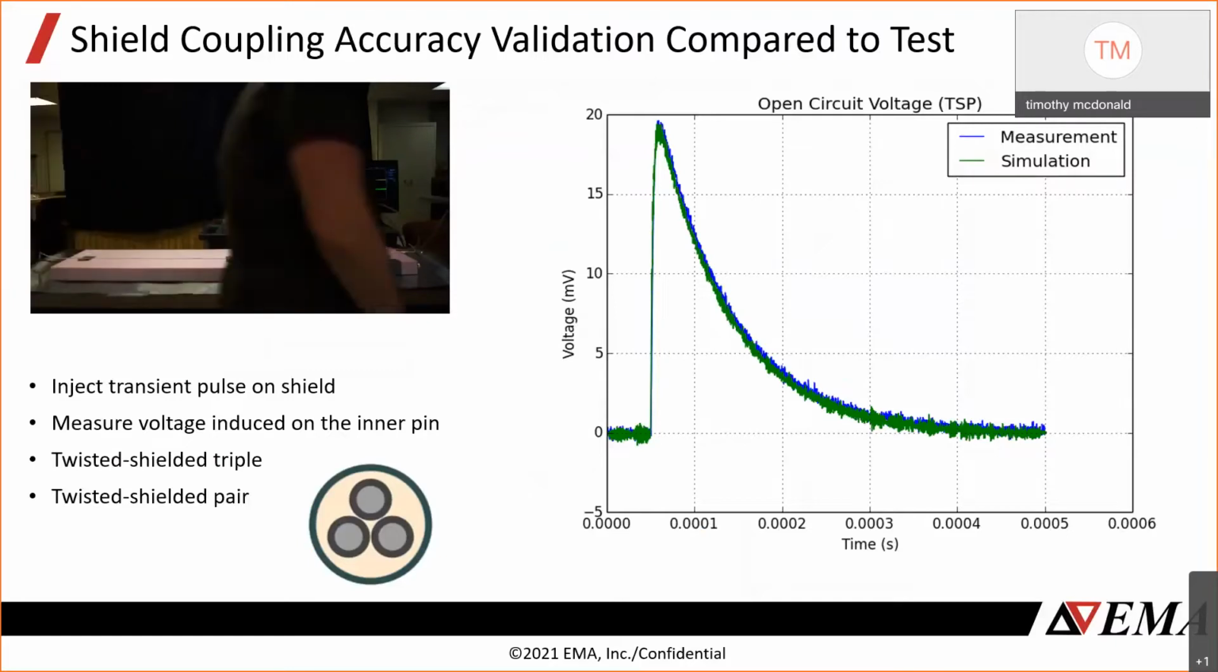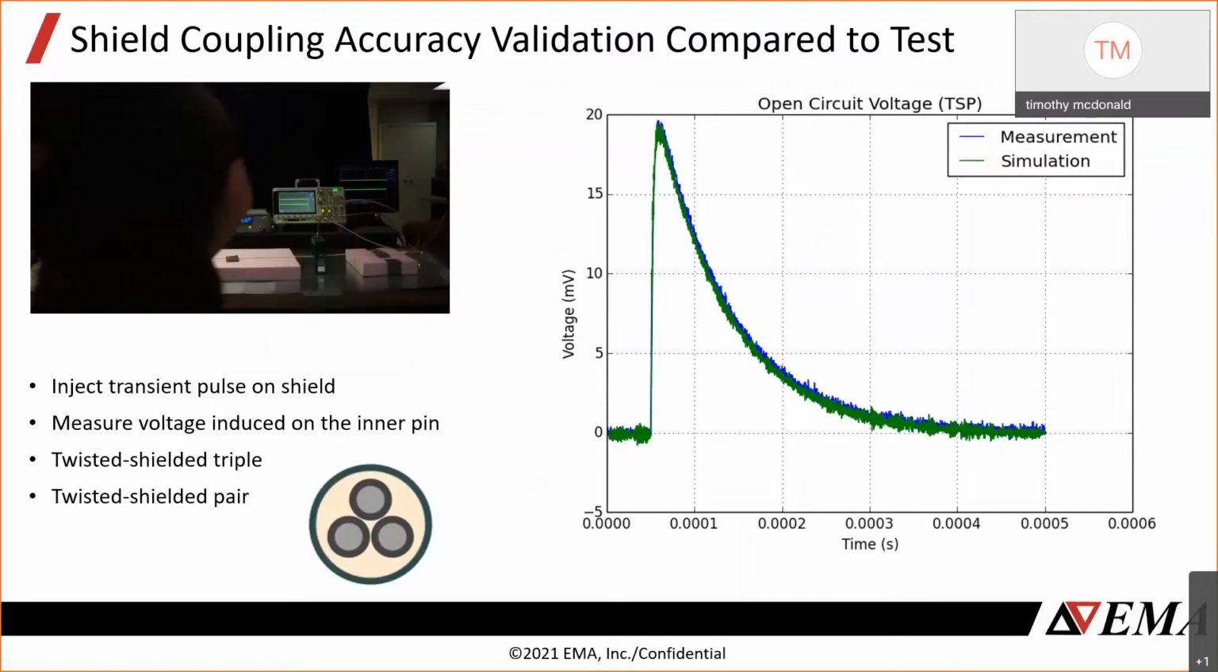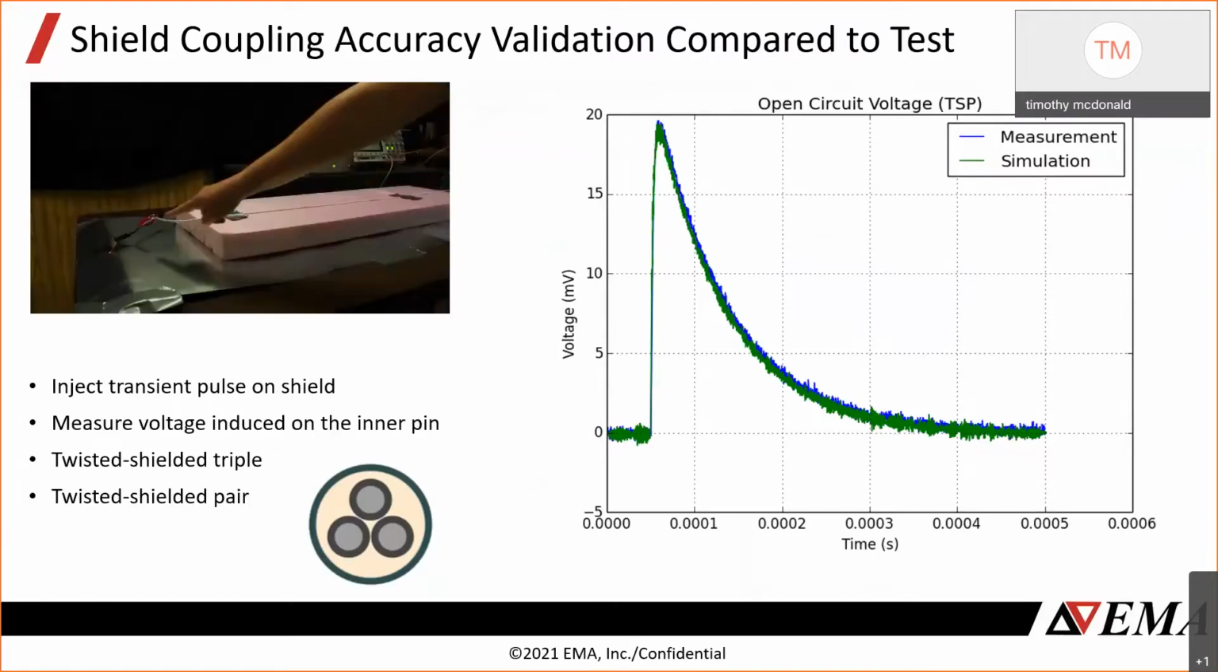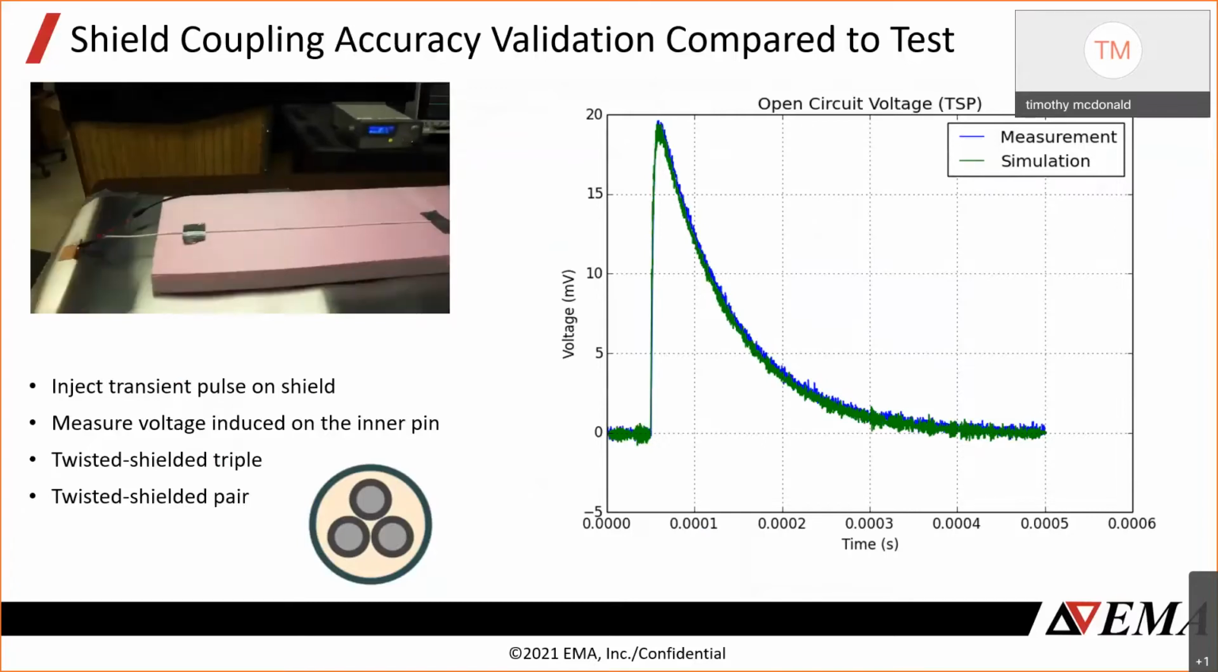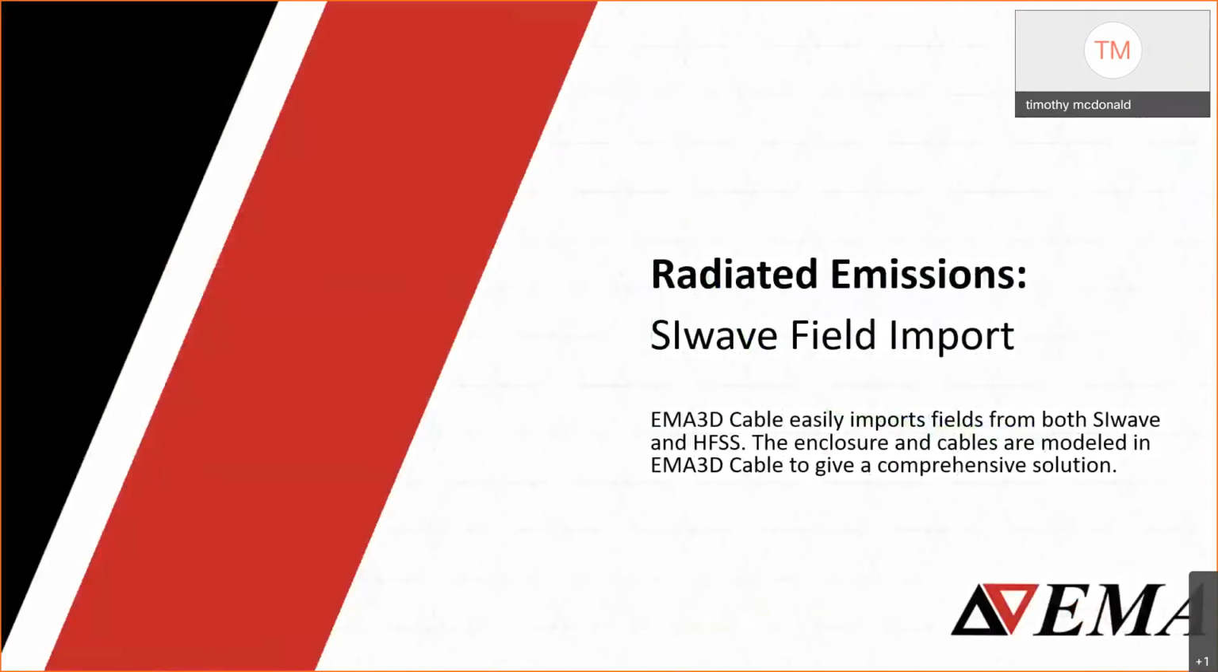We've got a signal generator creating a time domain pulse that flows along the shield of the cable, and it induces a voltage on the inner pin of the cable. We're showing for the pair and the triple cable that we're able to predict the coupling through the transfer impedance of the shield. So you can be confident that your coupled voltages through shields are accurate with the EMA3D cable.